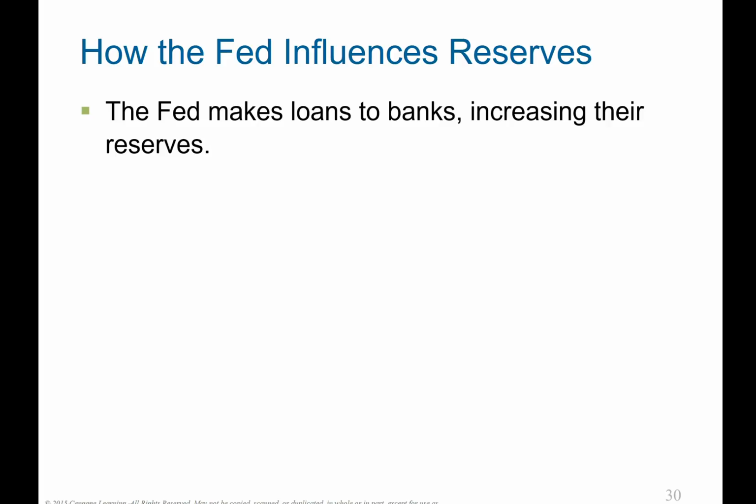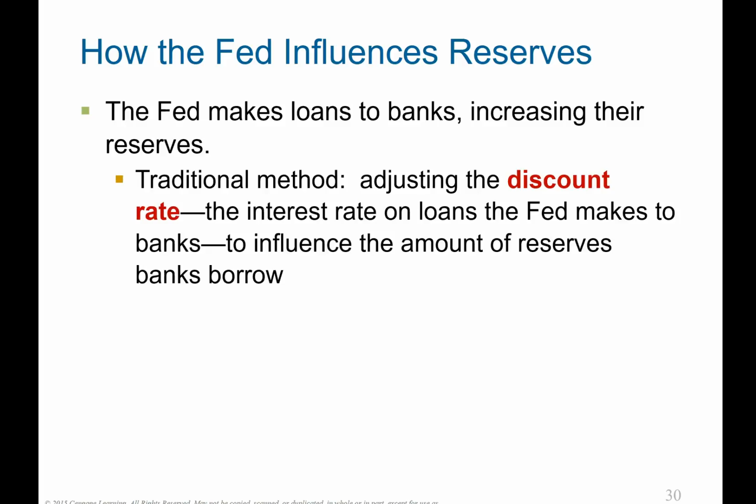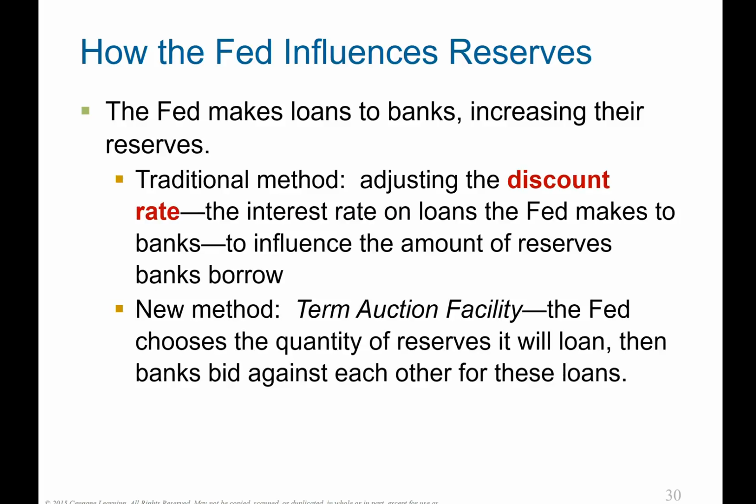Another way the Fed can influence the amount of loans that banks make is to increase their reserves. The traditional method is by adjusting the discount rate, which is the rate that the banks can borrow from the Fed at, and this would be an incentive for them to either borrow more or less. And that's the traditional method.